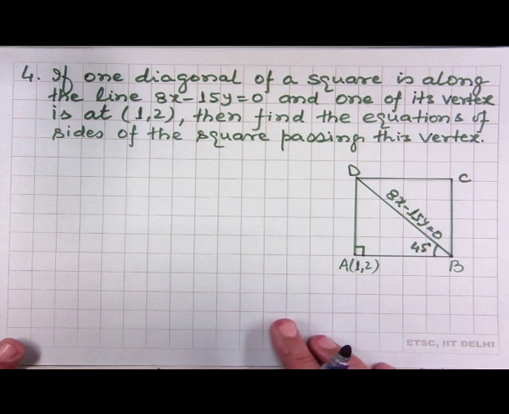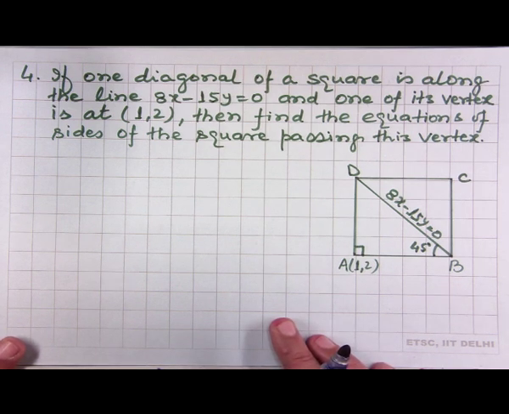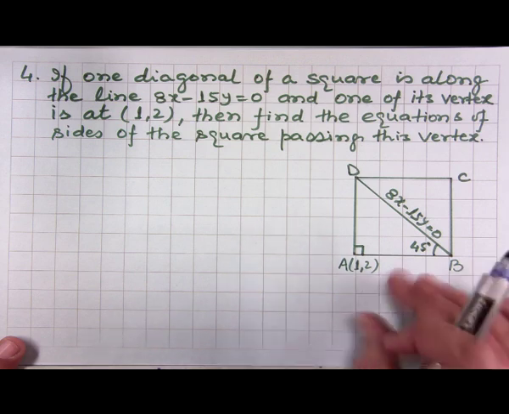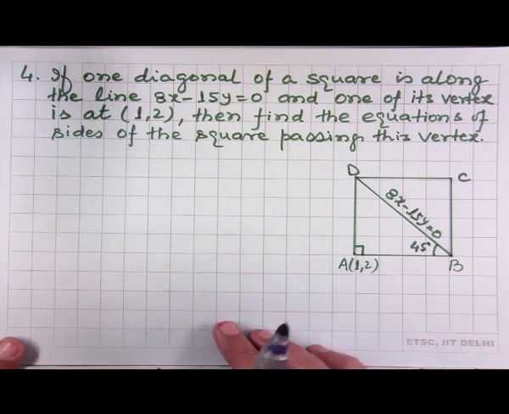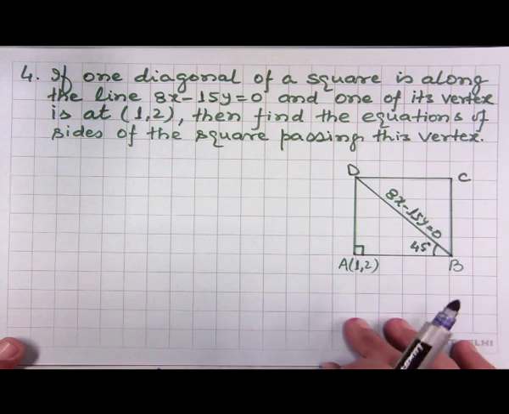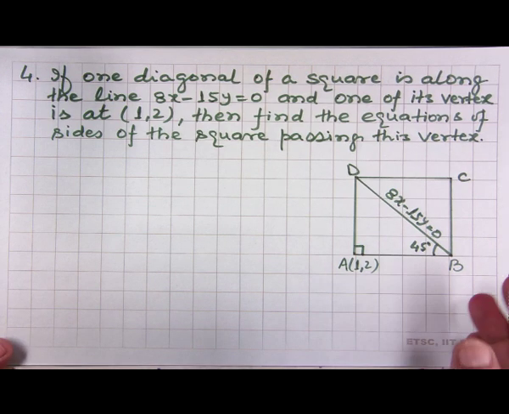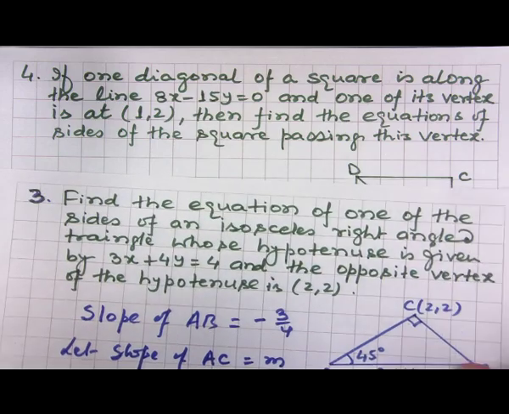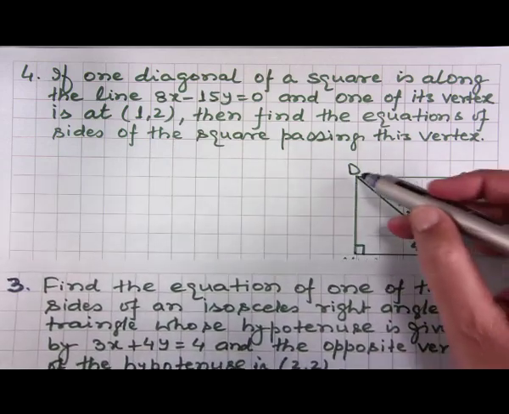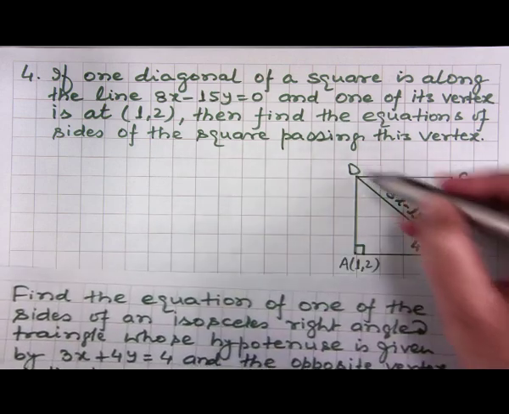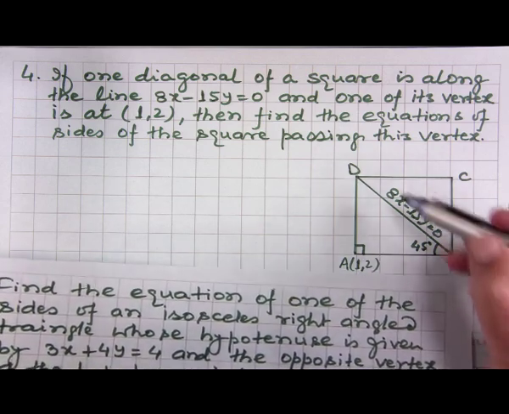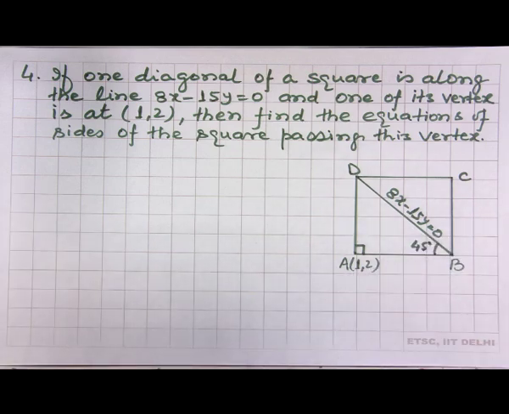If one diagonal of a square is along the line 8x minus 15y equal to 0, and one of its vertices is at (1, 2), then find the equation of the sides of the square passing through this vertex. So this problem is just like the problem we have discussed. Here this line is the hypotenuse whose opposite vertex A is given. So let us solve this problem.